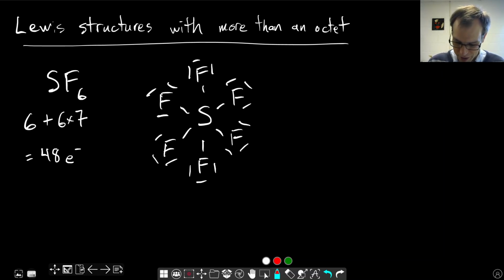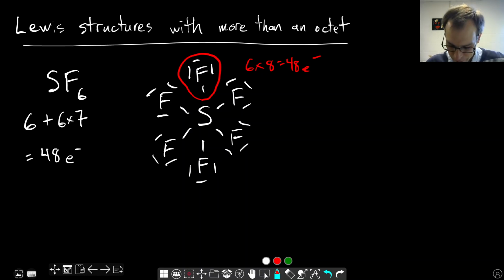And one way we can count this up is all of these are the same. So they all have 8. So each fluorine has an octet. So we can just multiply by 6 fluorines, so we get 6 times 8 is 48. So we have the correct number of valence electrons in the structure here.